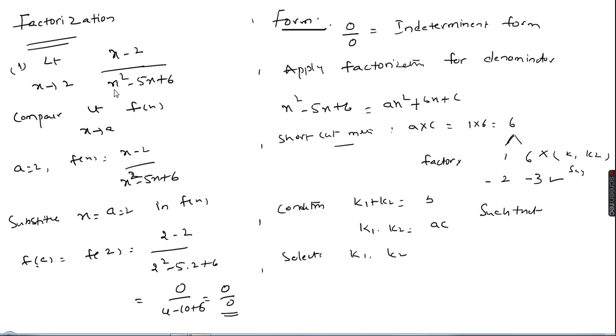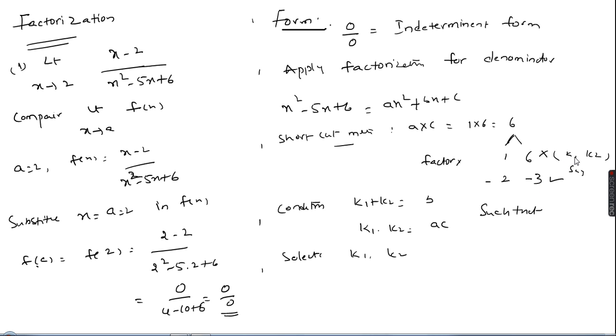For this problem, we have to apply factorization. Factorization for the denominator. There is no factorization for the numerator. Here there is a factorization for the denominator. So x square minus 5x plus 6 can be written as ax square plus bx plus c. The shortcut method is we multiply a into c. That is the coefficient of x square, which is 1 here. That is 1 into 6, that becomes 6. We need to find the factors for 6. One is 1 into 6, another one is 2 into 3.